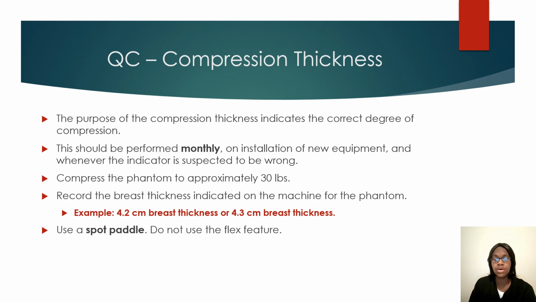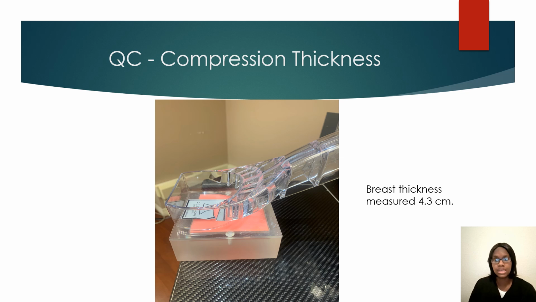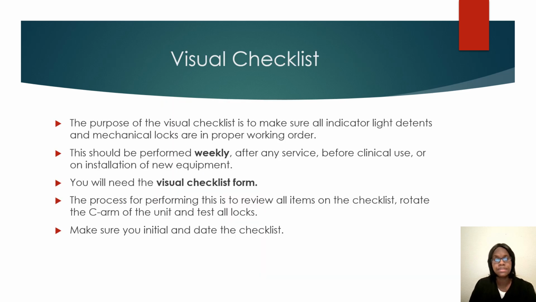So if you don't know, the flex feature is that little purple button, depending on what machine you're using. If you use the machine that I've shown you in this lesson, then you'll see the little purple buttons kind of in between the compression paddle and the knobs. You'll see that right there. Compression thickness. So this is an example of a breast thickness measured at 4.3 centimeters. This is me doing the QC.